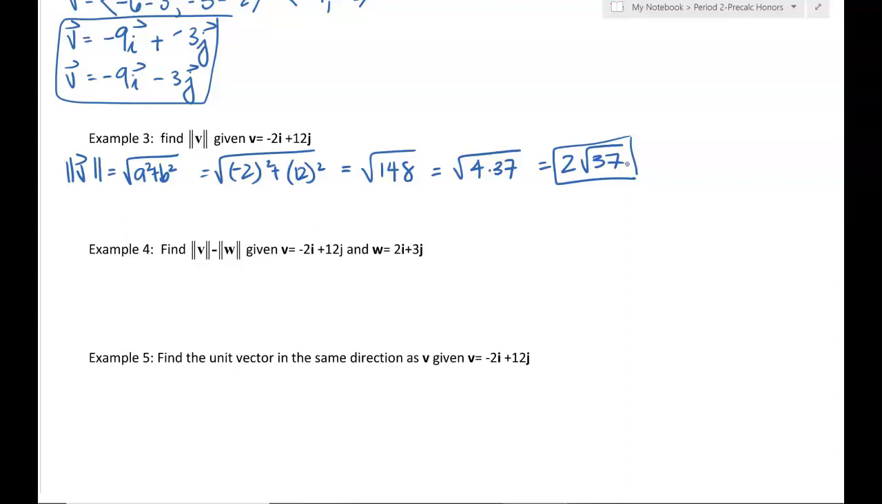Now example 4. We are going to operate: magnitude of v, take away magnitude of w. Now v is -2i plus 12j. That's exactly the same as this example, where we already found the magnitude. So now our job is to find the magnitude of w, which I'm going to leave you to do.